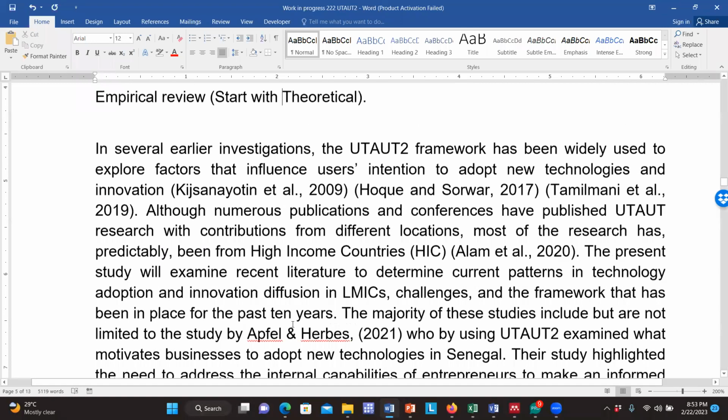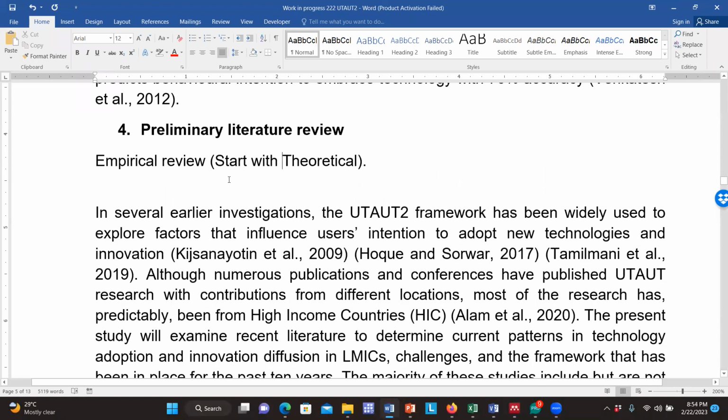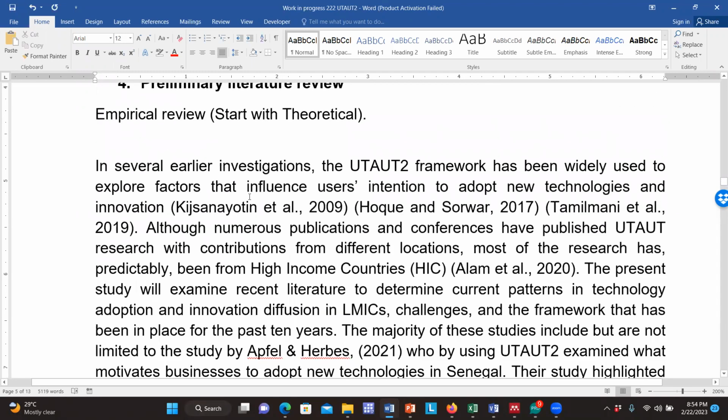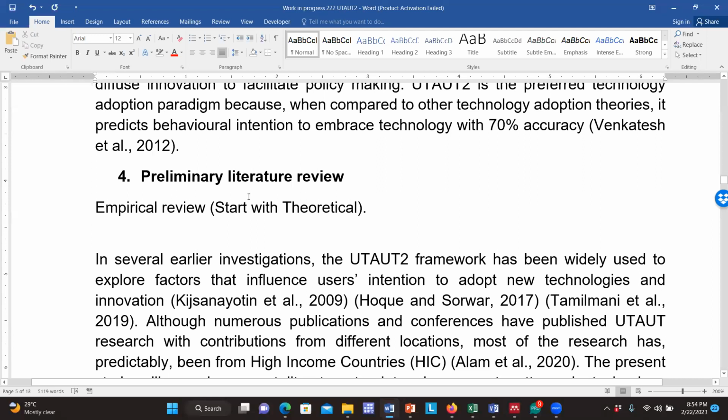So in the review, he started with the empirical review. So let me talk about that. I said he should start with what? The theoretical review. And maybe let me talk about the theoretical review. The theoretical review, you see, theory is used to explain phenomena. It's used to just explain how things work. That's the essence of theory.